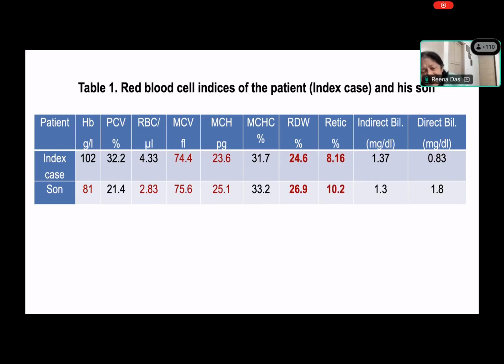So when we think about X-linked disorders, you will usually find that sometimes the cousins will be affected, or the mamaji will be affected. Yes, ma'am, the maternal uncle basically will be affected. Right? Yes. So maybe Dhruva, you can describe the red cell indices here of the index patient and the son.